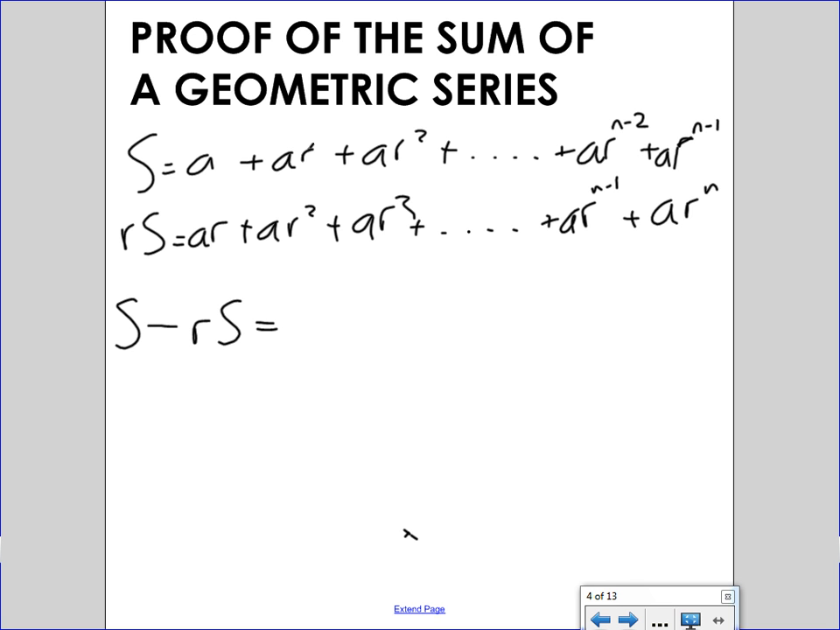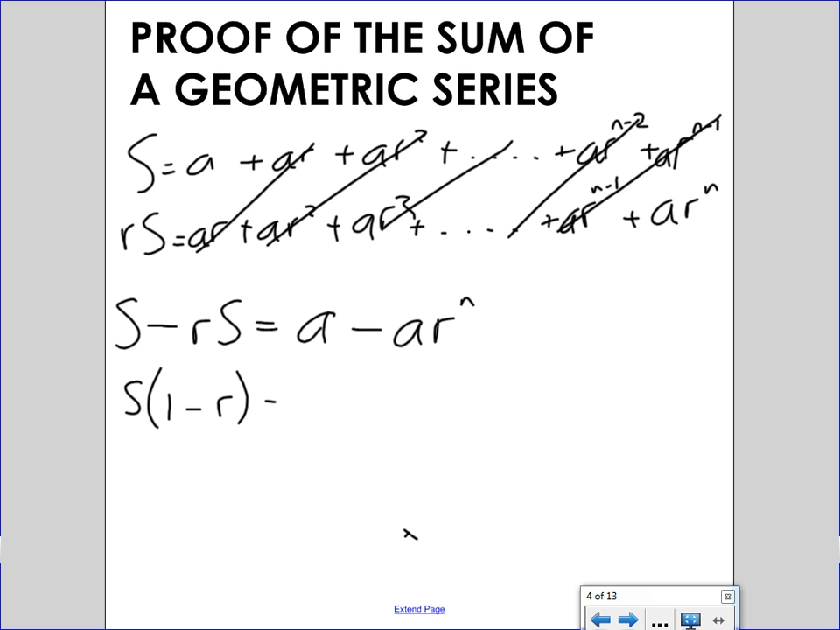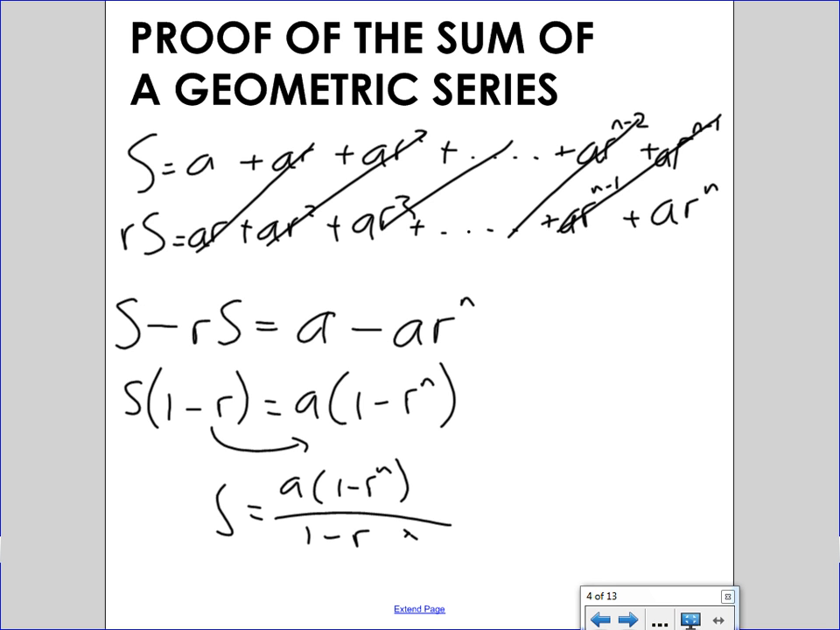So now this is cancelling with this, this is cancelling, this is cancelling, and we end up with a minus ar to the n. Factor out the s, factor out the a, divide that under there, and you get that. Now this is the sum of the first n terms.